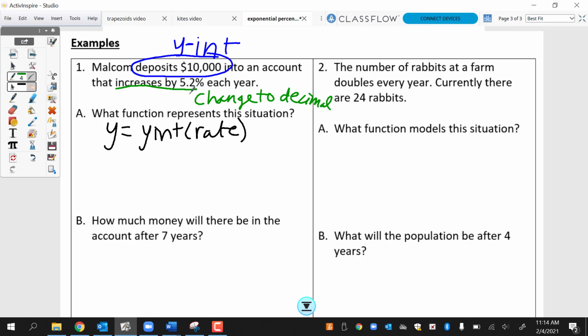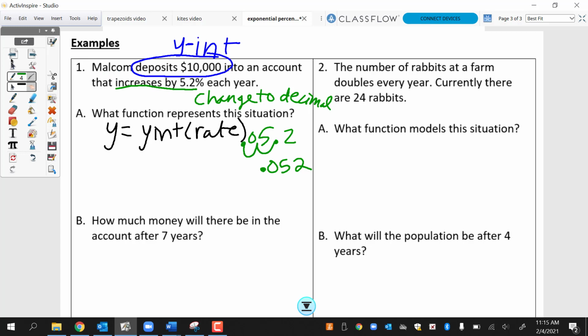Okay, now how are we going to do that? Well, we just talked about it. So I have 5.2. I move it 2 spaces to the left. So now that's 0.052. And I got to decide, am I supposed to do 1 plus the decimal or 1 minus the decimal?